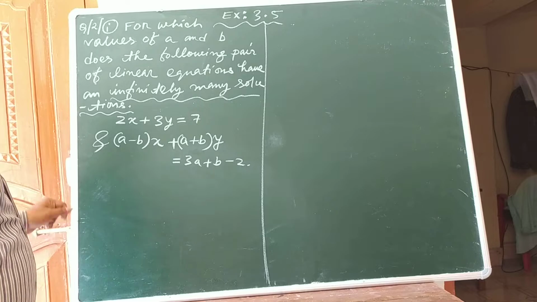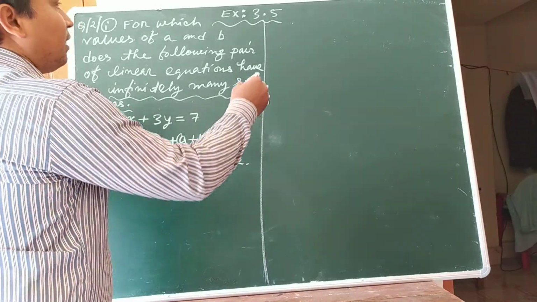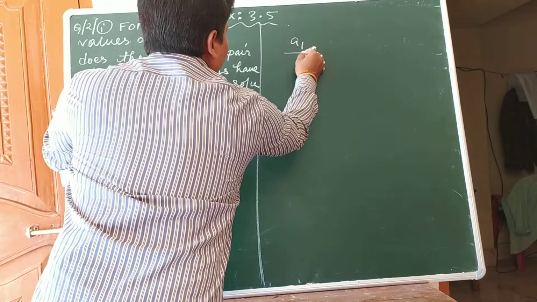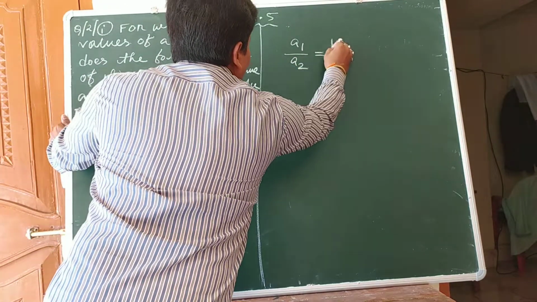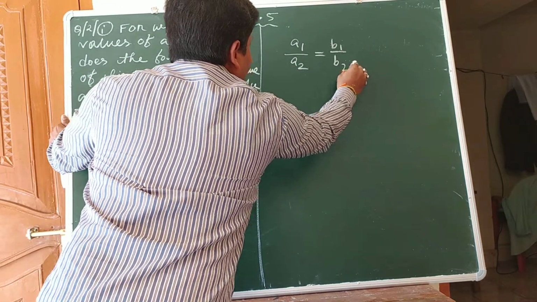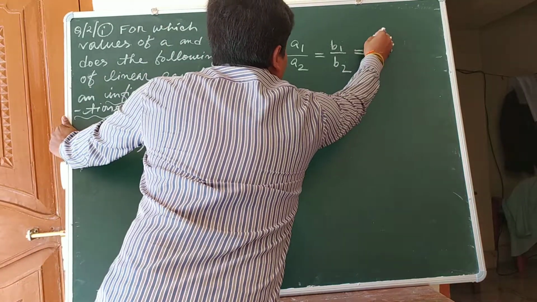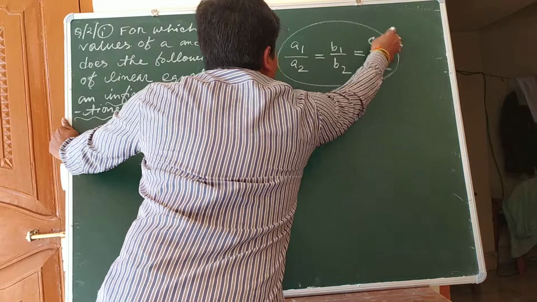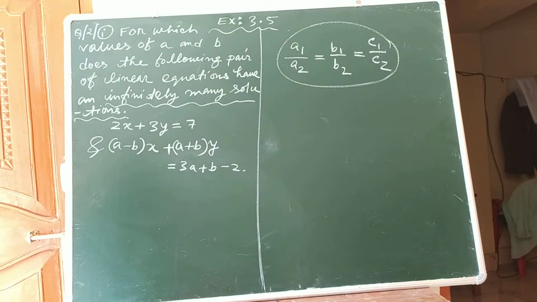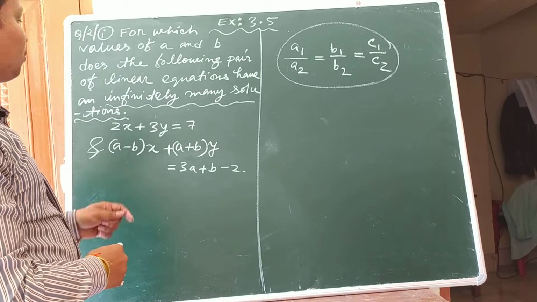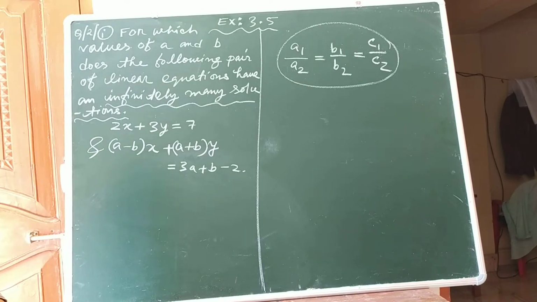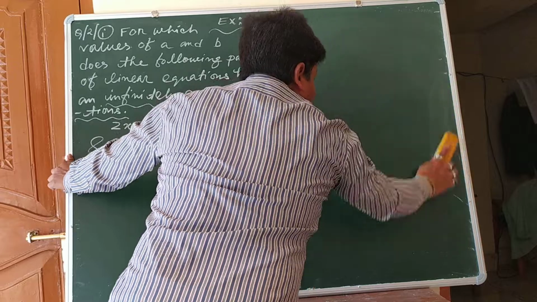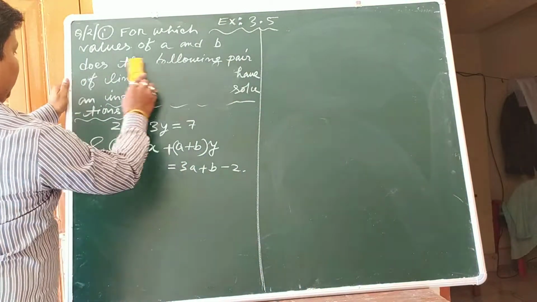So for this criteria, what is the condition? The condition is a1 by a2 equal to b1 by b2 equal to c1 by c2. This condition we have to apply. Number 1. Number 2, we have to apply the cross multiplication method. So now we are going to start the solution.